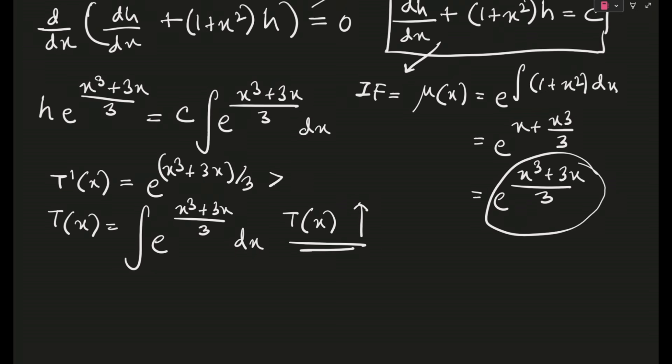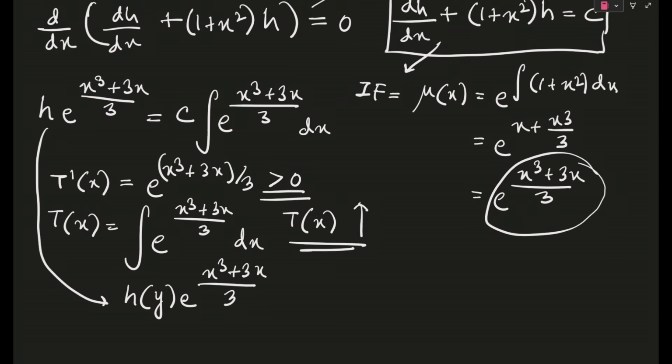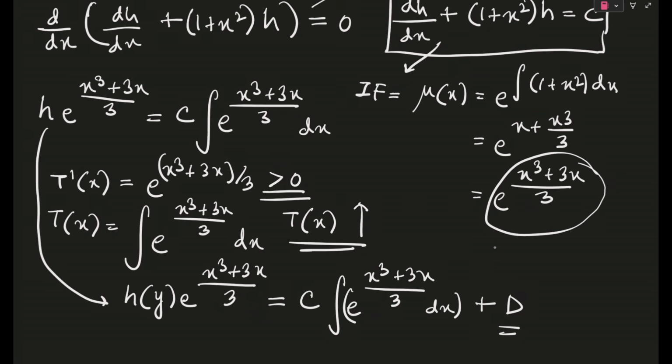because if you see, t dash x here is greater than 0. We will need this later on in our options, so better to know right now. So guys, I can write out now the final solution for this. This is becoming h of y times e power x cube plus 3x by 3, and because this thing will actually result in a constant, like after integration we have a constant, right, and we don't have any limits here. So what I'm doing is I'm writing this as c times the integral of e power x cube plus 3x by 3 dx, and introducing a constant d here outside. Like this is not in the integral.